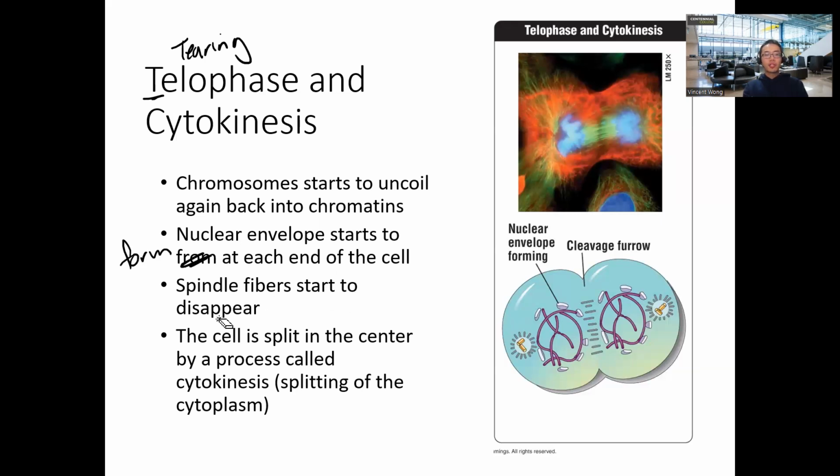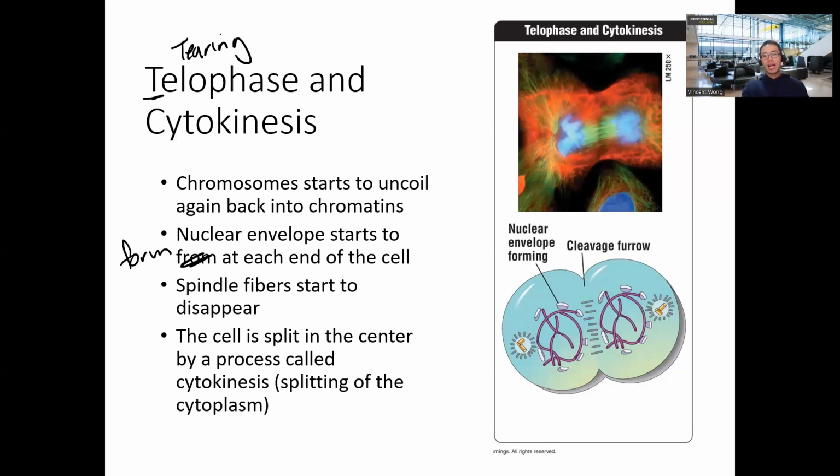The spindle fiber starts to disappear. We no longer need to pull the chromosomes apart. And then the cell will split in the center in a process called cytokinesis. The best way to visualize what cytokinesis is like is to think of a big ball of Play-Doh. You're going to tie a rope around the center and you pull on the rope. That will cut the Play-Doh into 2 balls, right?